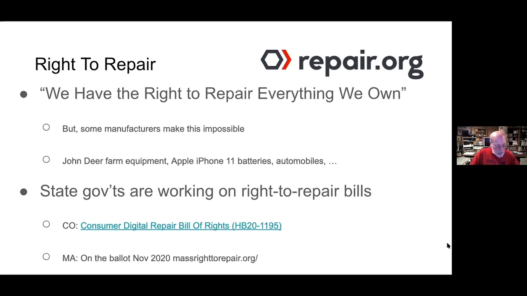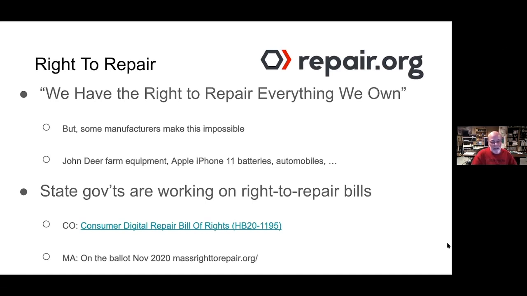So Rosie talked about the legislative part of this, the sort of political part of it. So there is a right to repair movement going on. It's actually going on globally. One place to look about this is repair.org. There's lots of places talking about repair as sort of a global thing for the US. And their quote is, "We have the right to repair everything we own."